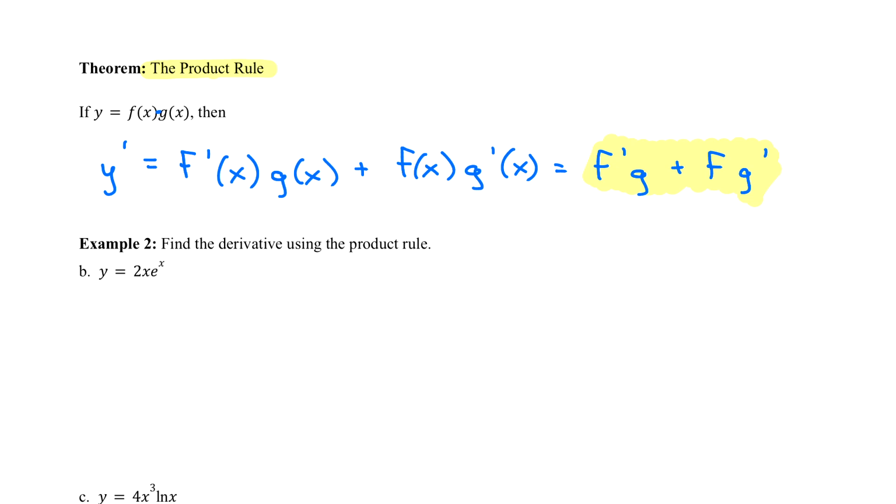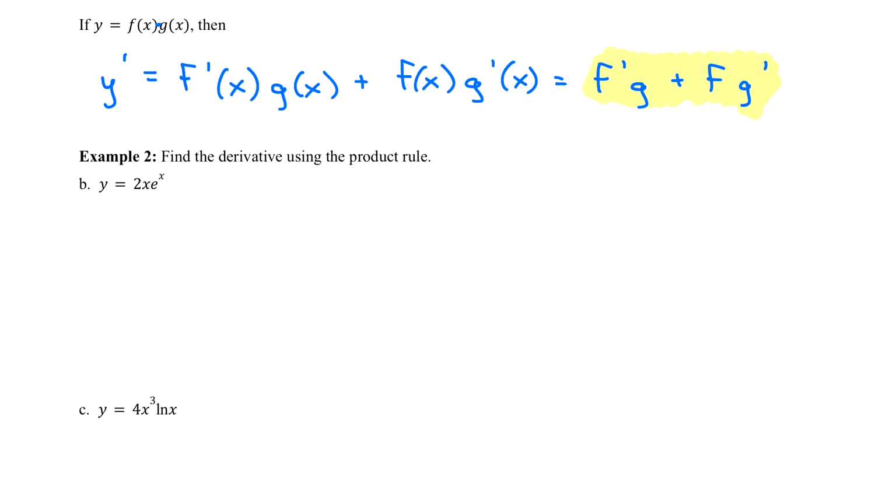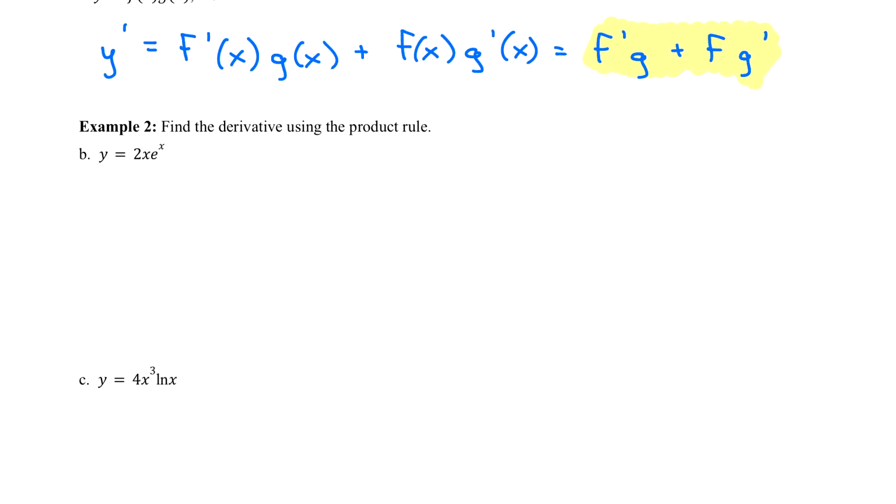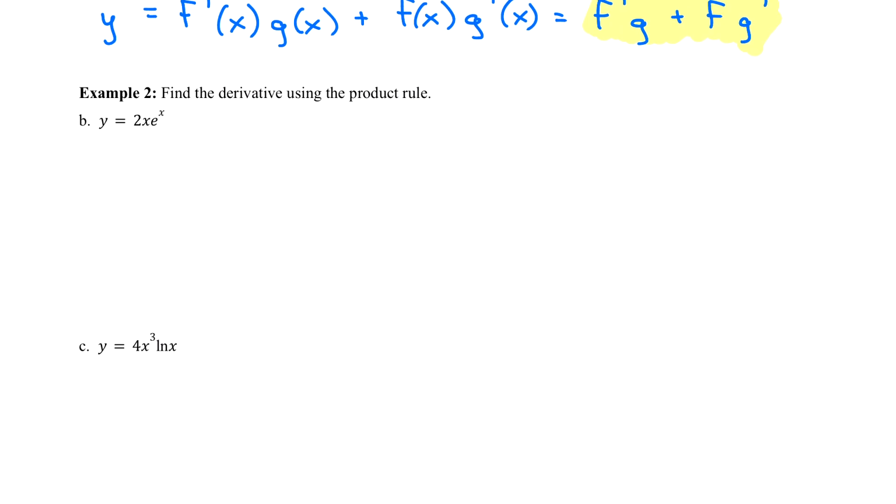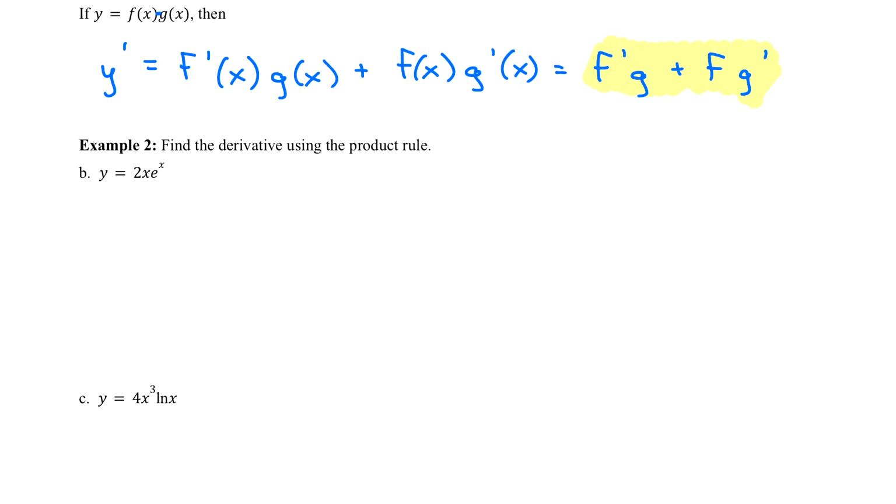So in this video, I just want to practice using the product rule to find some derivatives. So in our first example, which is apparently example B instead of example A, but we'll roll with it, says y equals 2x times e to the x. The first thing we want to do is identify which of our functions is f of x and which of our functions is g of x.